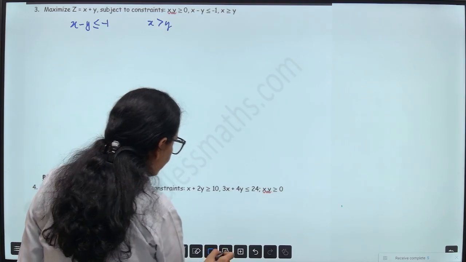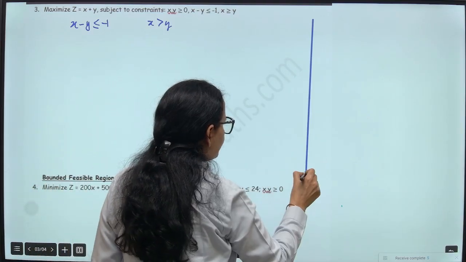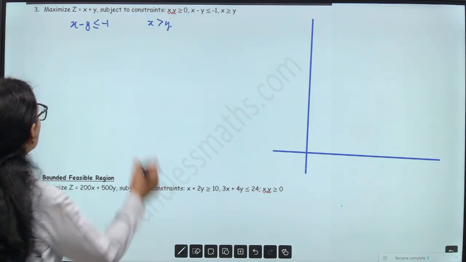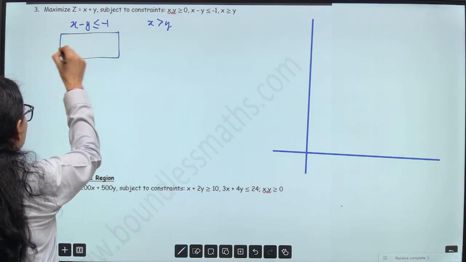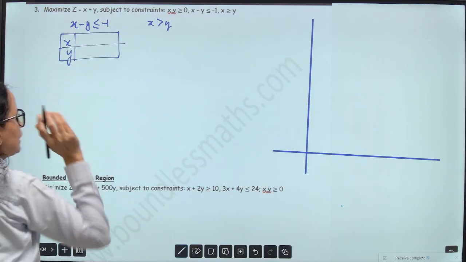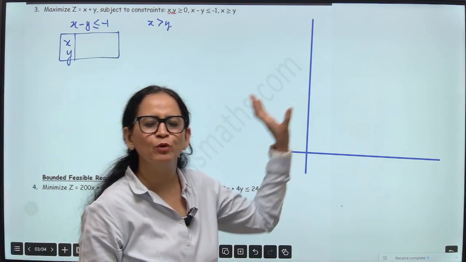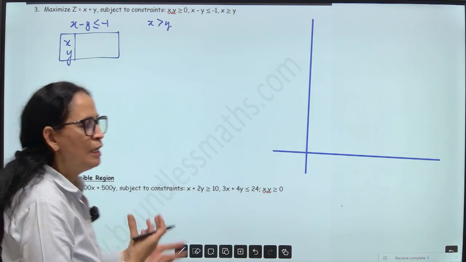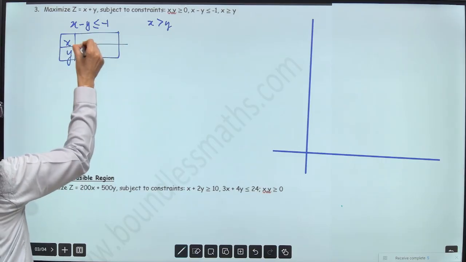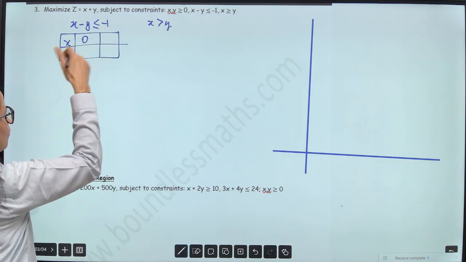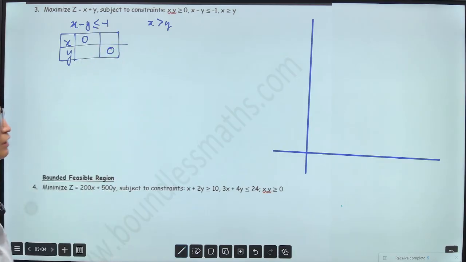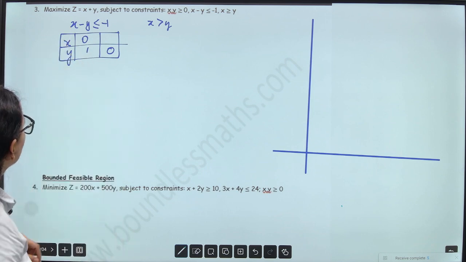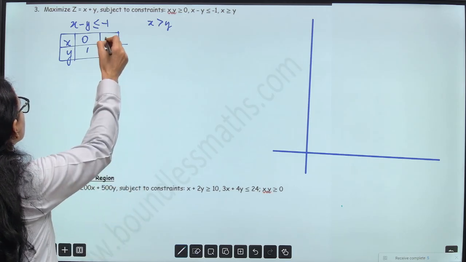So the first step while we are solving any kind of linear programming problem is to plot the graph of the constraints that are given to you. So how do we plot a graph? Make an xy table. We are interested only where this graph is going to intersect the x and y axis. Even though you can take any point and plot the graph, preferably use: when x is 0, what is the value of y, or when y is 0, what is the value of x. So when x is 0 here, y is 1, and when y is 0, x is minus 1.